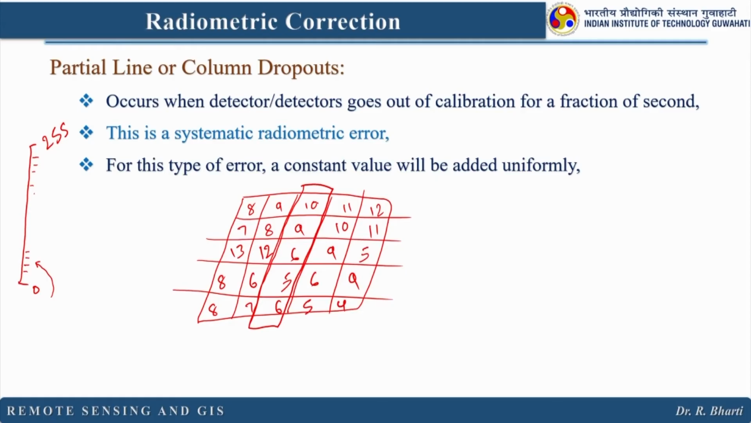So let us assume that it has added 20 or 30 or maybe 100 to this particular number. So, you can find easily that there are some abnormal values here compared to the surrounding, because all are in the 8, 9, 10, 11, 13, 14 range, but some of the lines have maybe 30, 40 or 20 or maybe 100, 155, 255, these types of differences. So, then you can easily find out that this is because of the partial line or column dropouts, right.